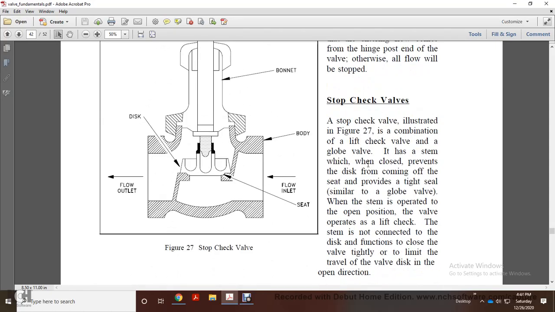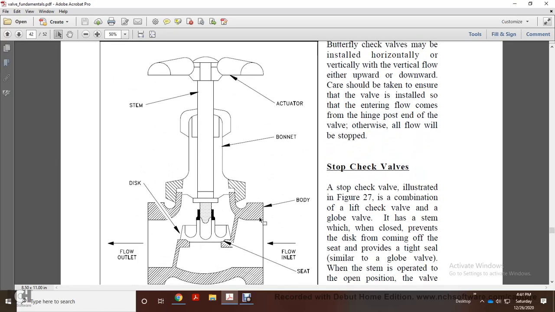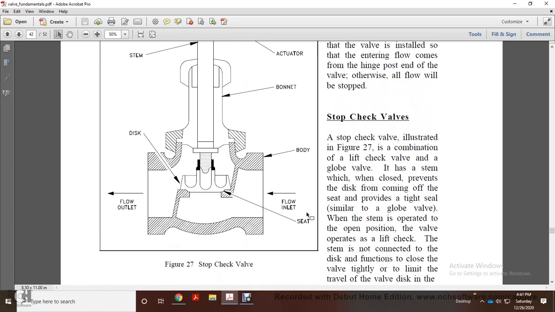Your stop check valve, shown in figure 27, shows the actuator, stem, bonnet, disc, and body, and flow inlet and flow outlet. The stop check valve illustrated in figure 27 is a combination of a lift check valve with a globe valve. The stem, when closed, prevents the disc from coming off the seat, and it provides a tight seal similar to the globe valve.